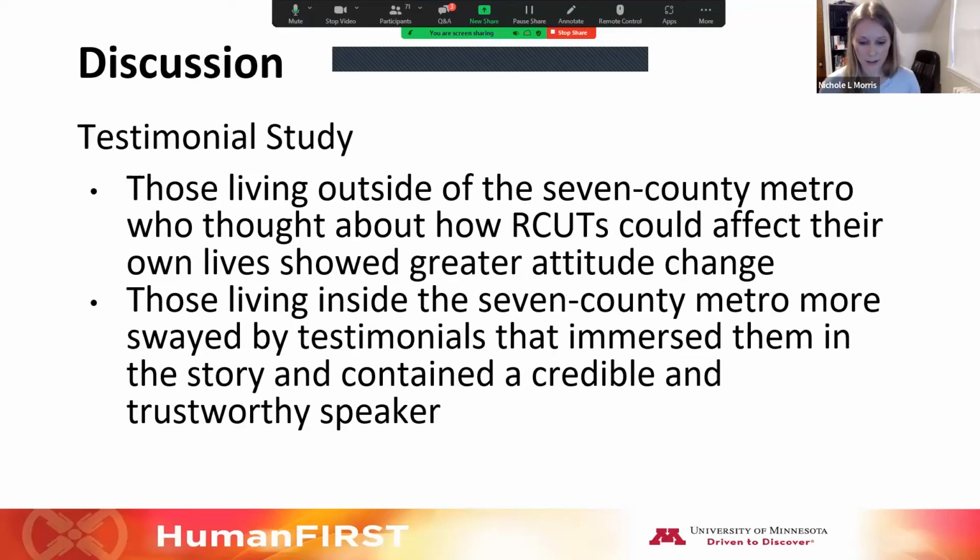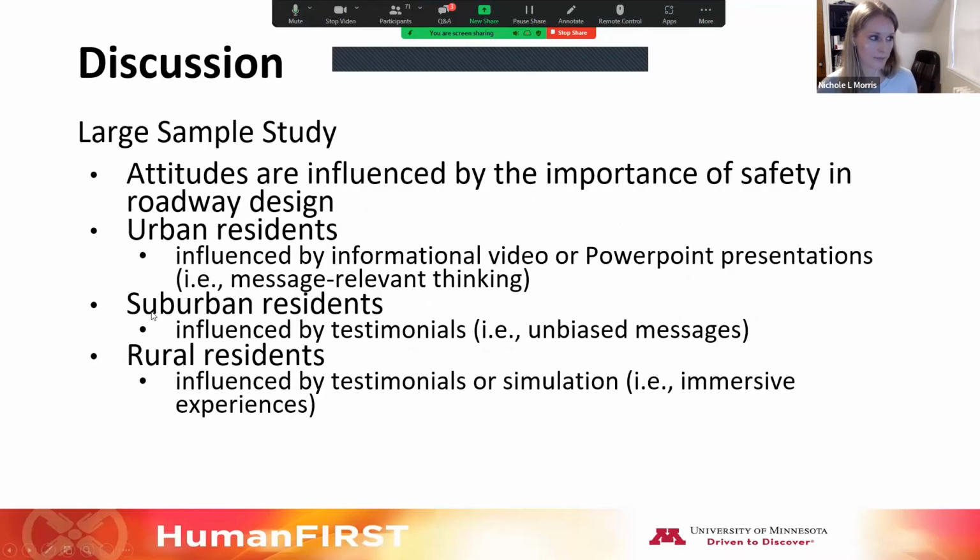There was another city administrator from St. Peter that was pretty well received within the 7-county metro, but that city official had a less positive reception among rural areas. So it was interesting to see how you may expect a difference if you're in one of the outer ring suburbs of the 7-county metro. You can probably expect a different reception if you're outside of the 7-county metro.